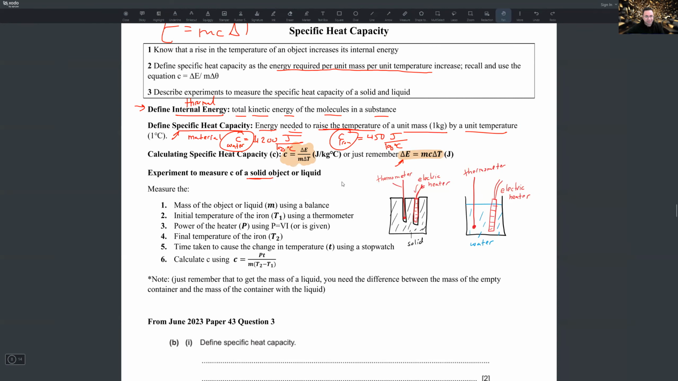C equals delta E over M delta T, which means I need to measure the energy, the mass, and two temperatures, temperature 1 and temperature 2, before and after heating. Mass is measured with the balance, easy. Temperature is measured with the thermometer, easy.